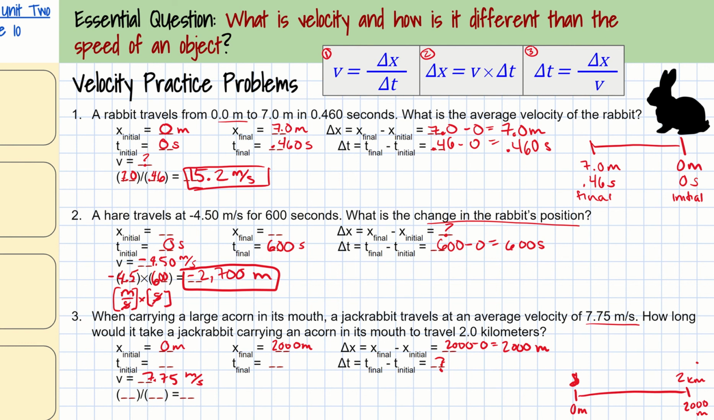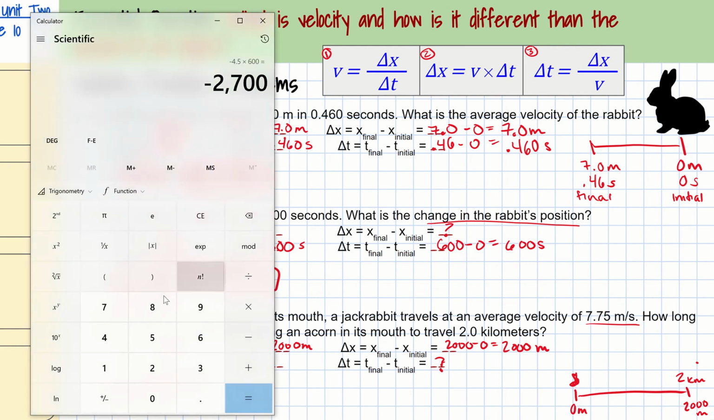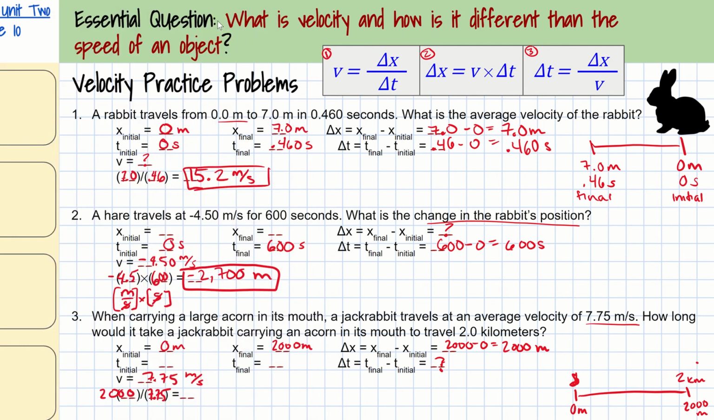Okay, and I'm going to use this third equation here that tells me the change in time equals my change in position divided by the velocity. So my change in position, and again, I kind of ran out of room there. So 2,000 should be what's in parentheses, divided by 7.75. So we clear our calculator, 2,000 divided by 7.75, and we get 258.1 or 258.